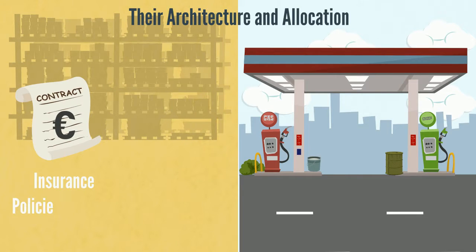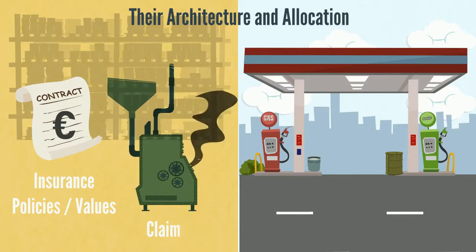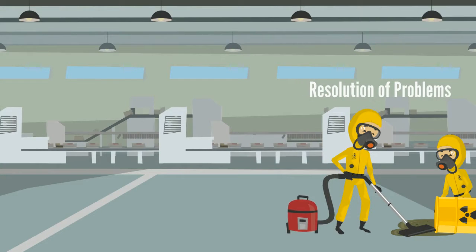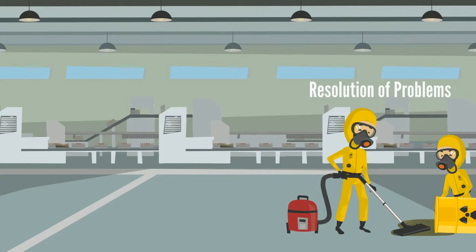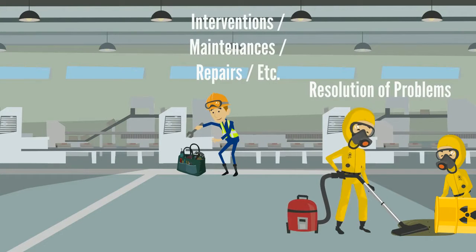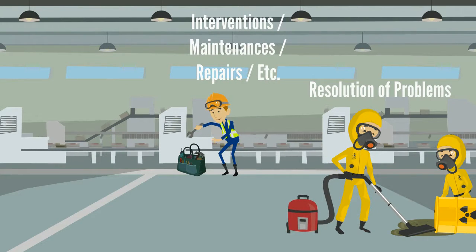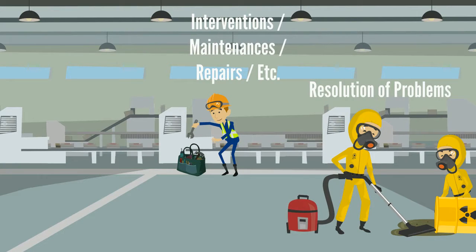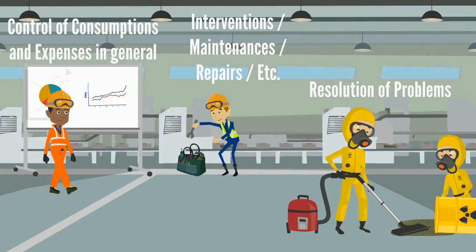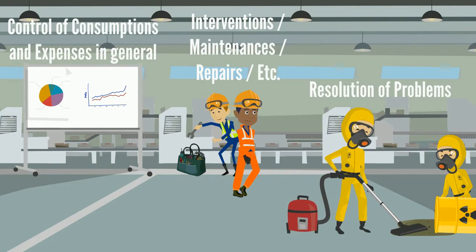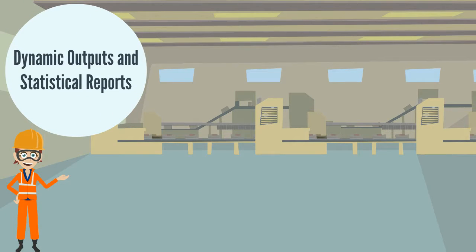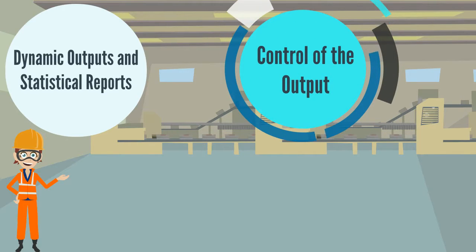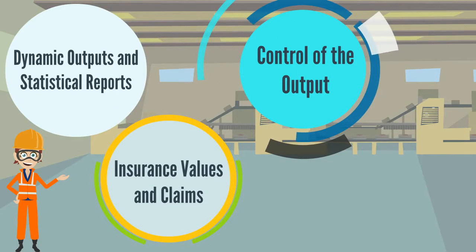policies and values, insurance claims, refueling, the registration and follow-up of resolution of problems, interventions related to facilities, transport, maintenances, and overhauling, repairs, and others, the control of consumptions and expenses in general, dynamic outputs and statistical reports, control of their outputs, insurance values and claims.